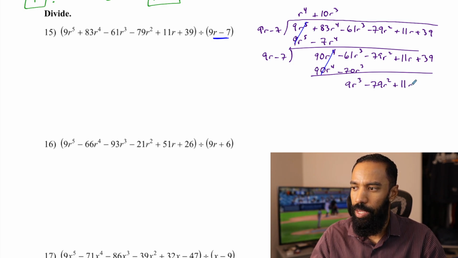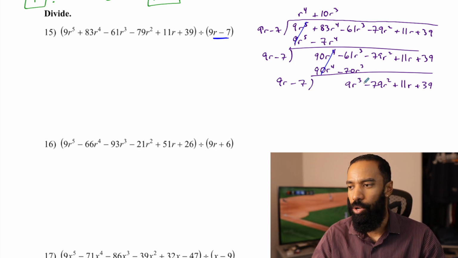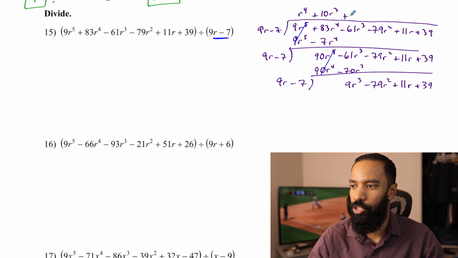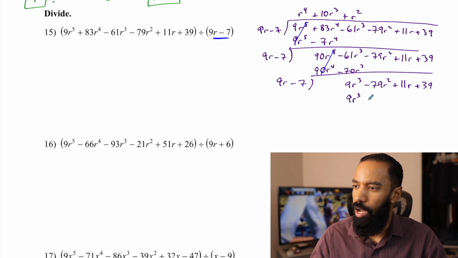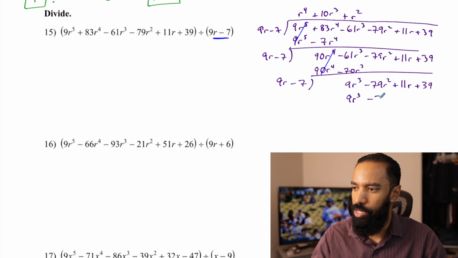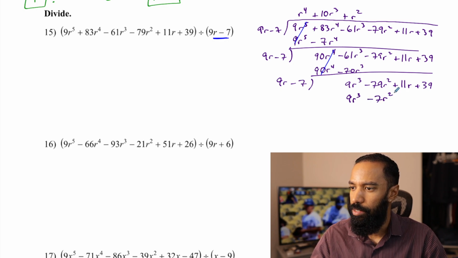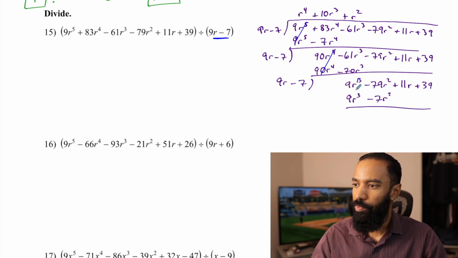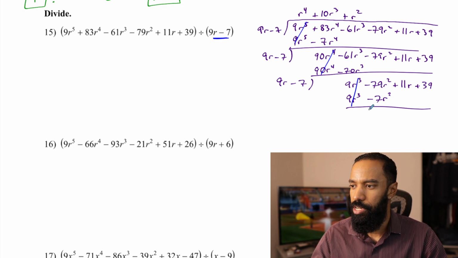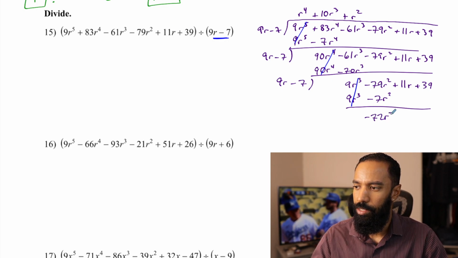Now I imagine, until we get to the last term, we have no expectation that these things will not go into 9r an even amount of times. I don't think we're going to get fraction coefficients here. 9r gets into 9r cubed, r squared times. Multiply that out, you get 9r cubed. Negative 7 times r squared is negative 7r squared. Whoops, not plus anything, got to subtract. Subtract that result. Subtract the negative, becomes addition, it becomes negative 72r squared. Then plus 11r plus 39.